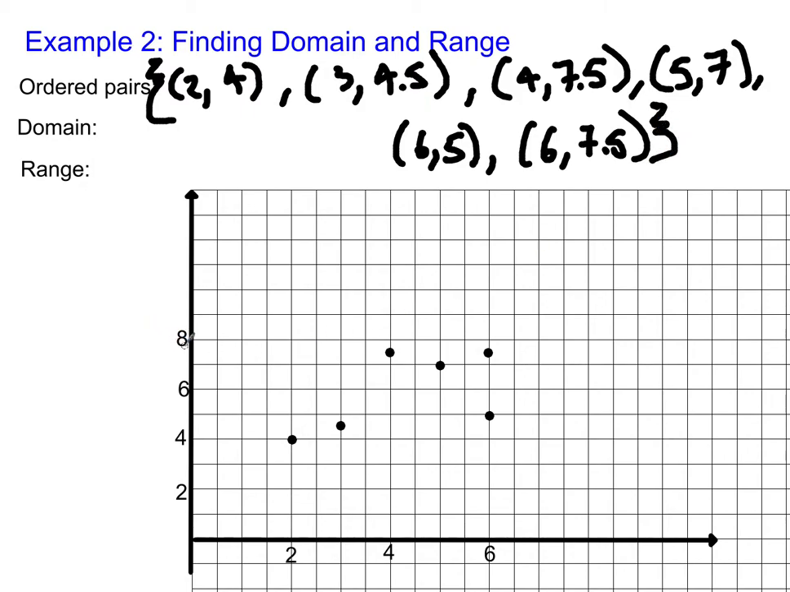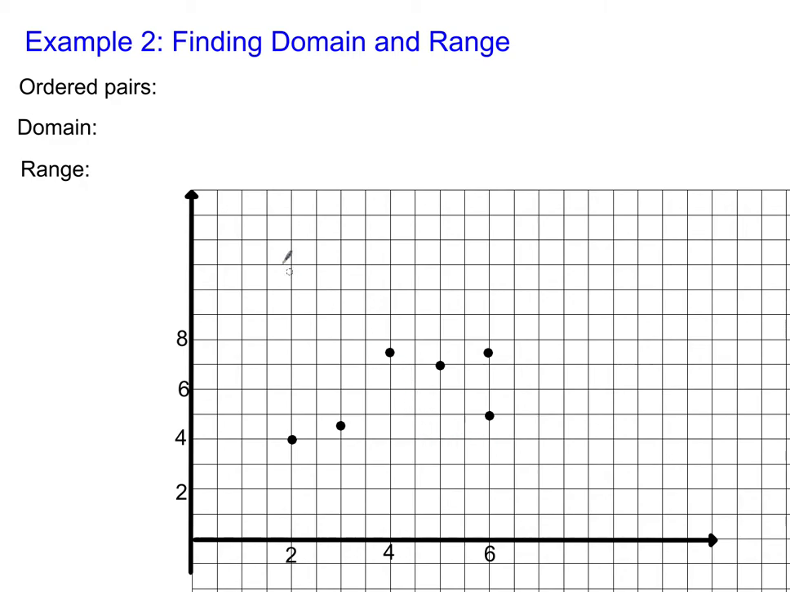Now if we're going to write the domain, we're going to write all the x values. So I'm going to go ahead and erase this. I'm just going to go from left to right and look at my x values. So the domain is 2, 3, 4, 5, 6. 6 shows up twice, but you don't need to write 6 twice because the domain is the set of all input values. So 2, 3, 4, 5, 6, they're all input values.